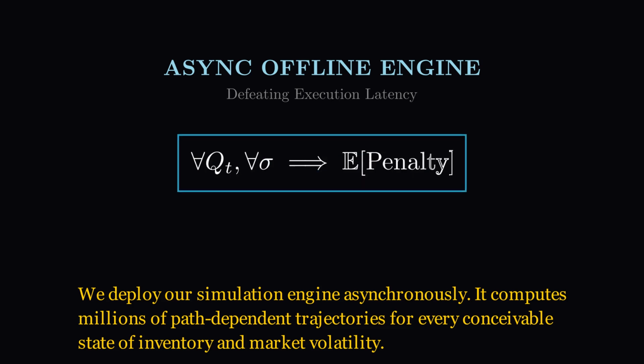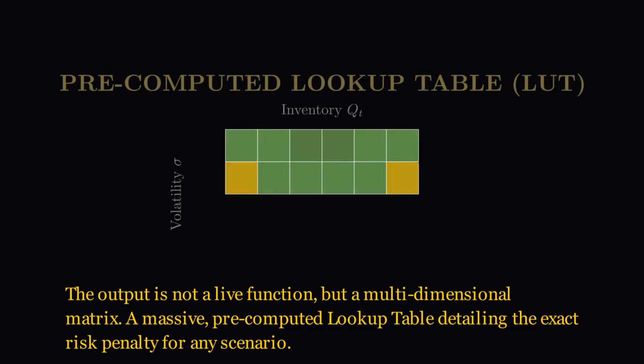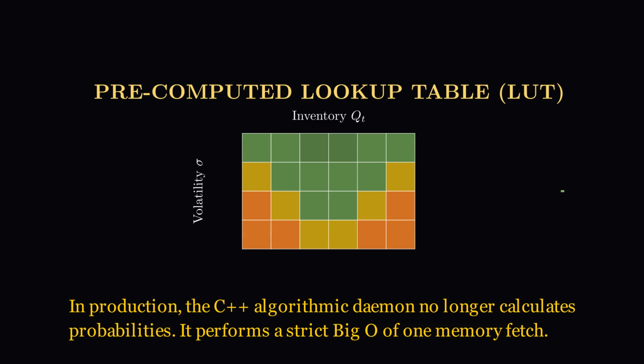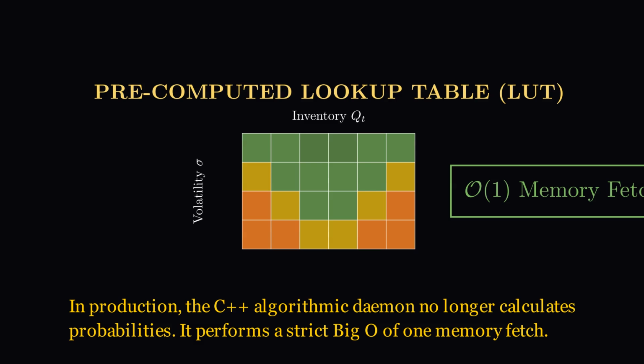It computes millions of path-dependent trajectories for every conceivable state of inventory and market volatility. The output is not a live function, but a multidimensional matrix. A massive, pre-computed lookup table detailing the exact risk penalty for any scenario. In production, the C++ algorithmic daemon no longer calculates probabilities. It performs a strict big O of 1 memory fetch.